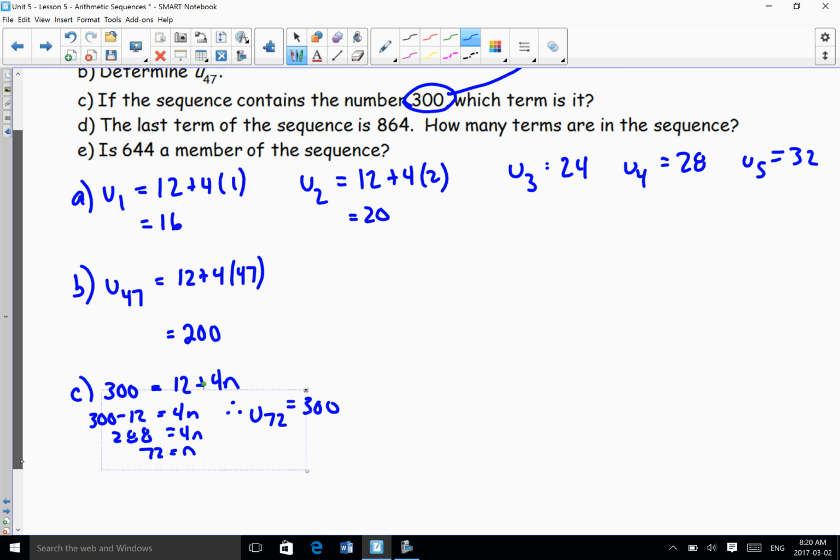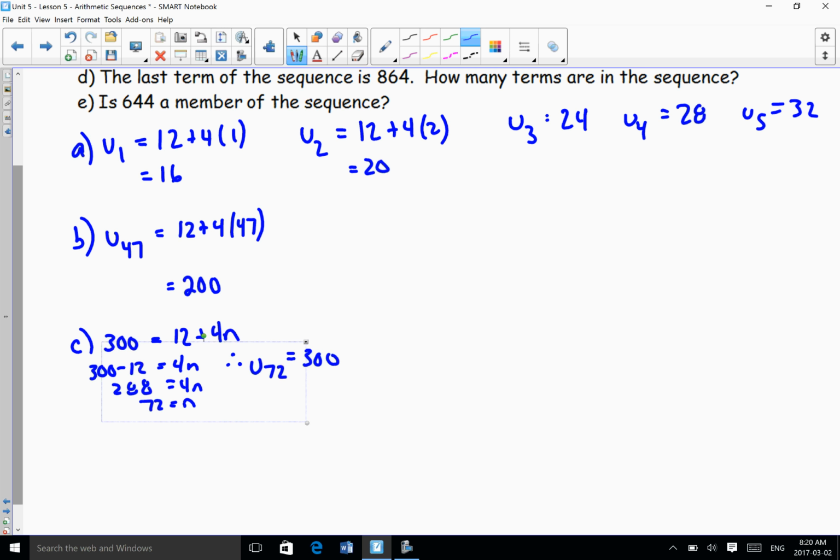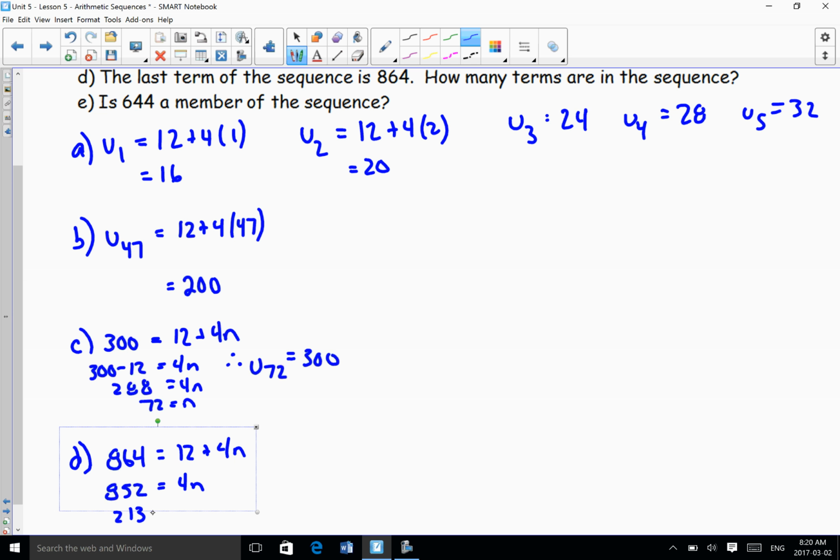Okay, the last term of the sequence is 864. How many terms are there? Well, it's basically the same question. It's saying, here's a term in the sequence, figure out what term number it is. So we can solve this. We'll bring the 12 over again. We'll get 852 equals 4n. And if we divide by 4, we'll get 213 for n. There's 213 terms in the sequence.